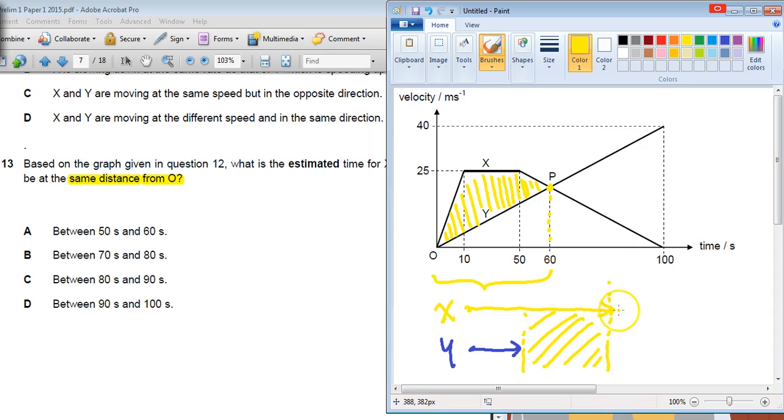Now what happened at the 60-second mark is that x suddenly slows down. I'm going to use orange to represent this. From here to here, let's call this mysterious spot the spot where they meet. I think it's somewhere here. So this particular area covered by x after t equals 60 is represented by this orange area.